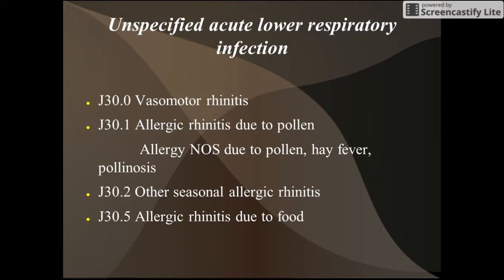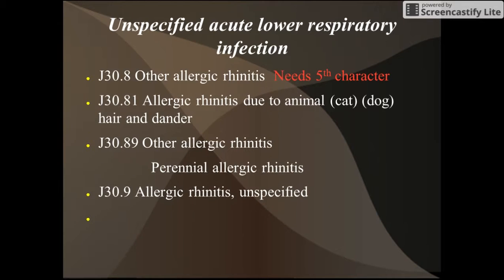J30.0 is vasomotor rhinitis. J30.1, allergic rhinitis due to pollen. J30.2, other seasonal allergic rhinitis. J30.5, allergic rhinitis due to food. J30.8, other allergic rhinitis. And from here you need a fifth character.